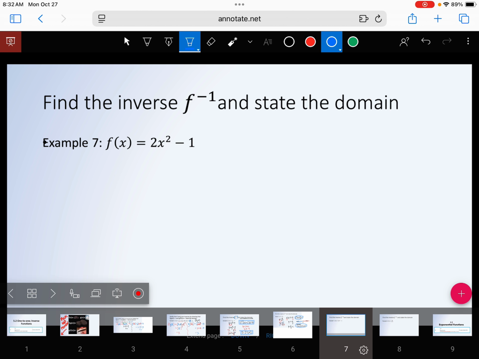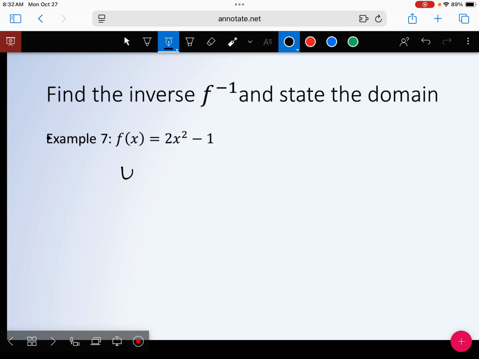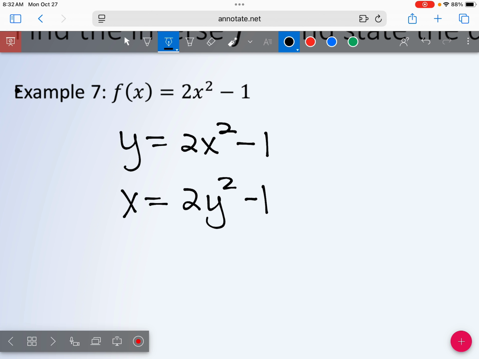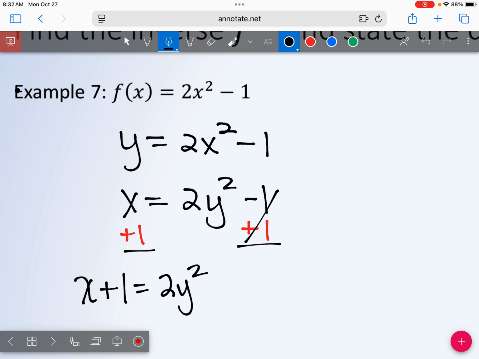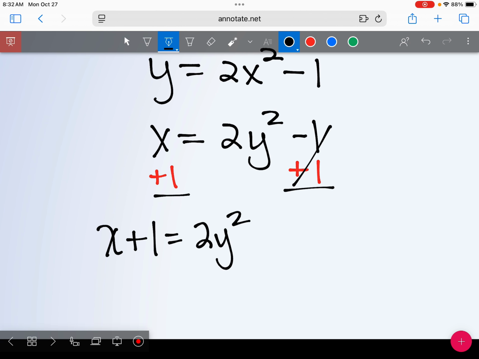Okay, most of you all did make it to the end, so let's go through it. So we have y equals 2x squared minus 1. I'm going to flip my x and y. All right, so in order to solve for y, the first thing I should do is add the 1. That's going to give me x plus 1 equals 2y squared. The next thing I should do is what? Divide by the 2.